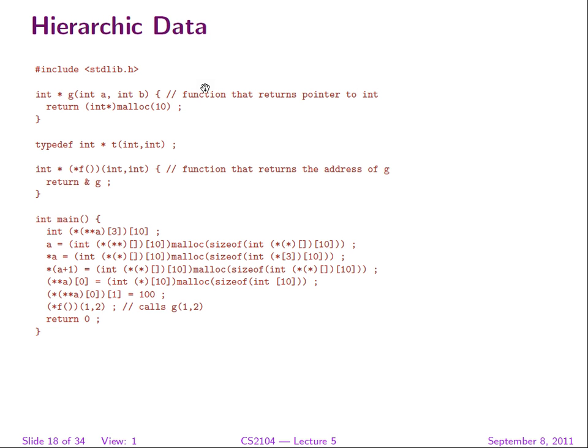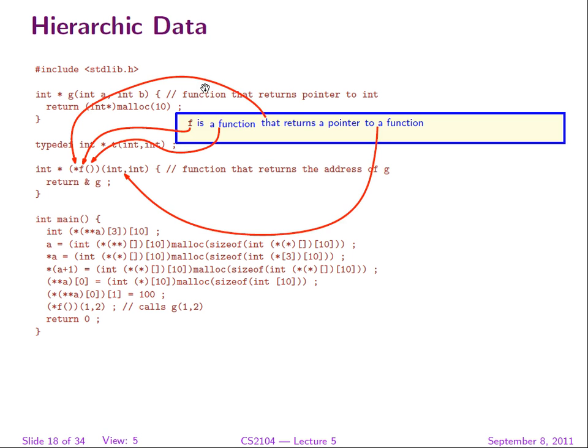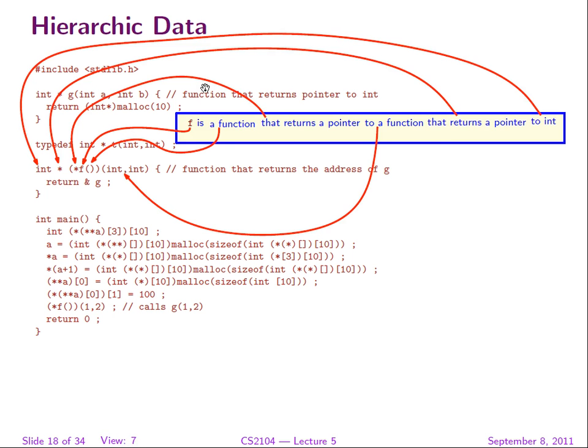Okay. Hierarchic data. So we can build up any kind of data, right? Data inside data. And you might occasionally see declarations like this. So what's F, for instance? F is a function. Actually, we have an animation here. So F is a function that returns a pointer to a function that returns a pointer to int. Right? Just read from inside out.